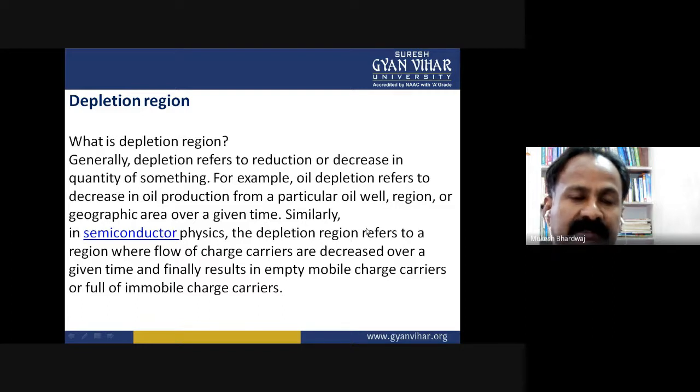Depletion region. What is depletion region? Generally, depletion refers to reduction or decrease in quantity of something. For example, oil depletion refers to decrease in oil production from a particular oil well, region, or geographic area over a given time. Similarly, in semiconductor physics, the depletion region refers to the region where flow of charge carriers is decreased over a given time and finally results in empty mobile charge carriers or full of immobile charge carriers.